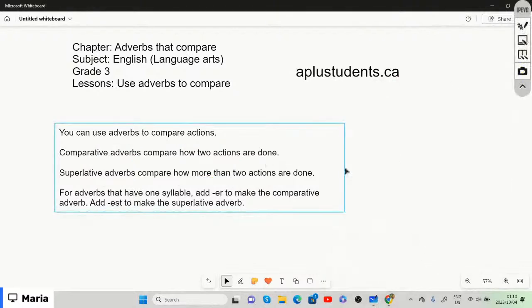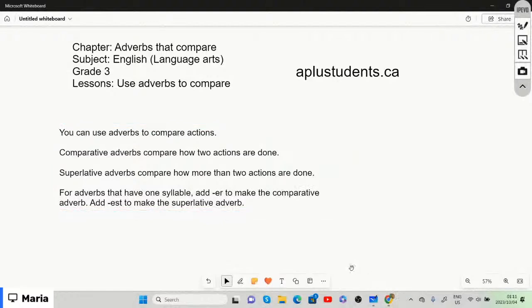All right, so now we're going to aplusstudents.ca. We're going to our tutorial lesson, and we are going to go over again the definition of comparative and superlative adverbs, some examples, and then we're also going to do the test, and that is on aplusstudents.ca.